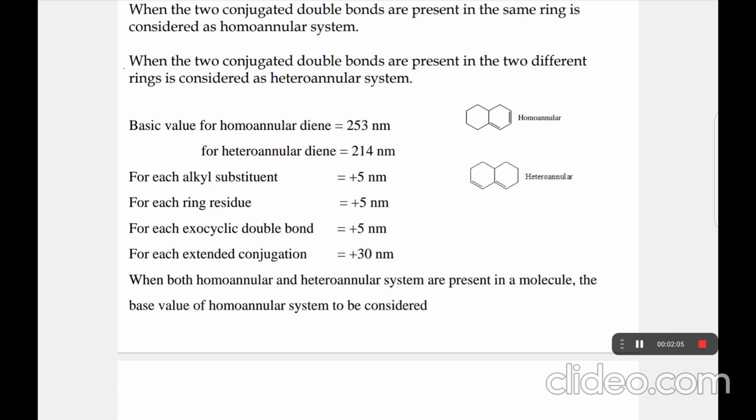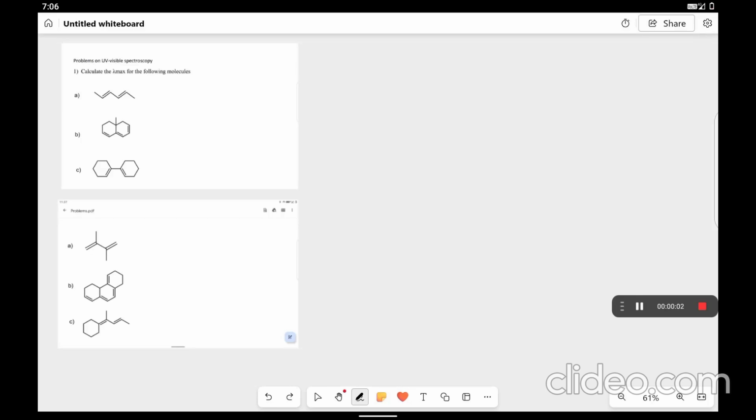In some cases, both homoannular and heteroannular are present in the same compound. In that situation, we have to consider the homoannular because it absorbs at the higher wavelength, that is 253 nanometer. These are all the rules. By using these rules, let us calculate the lambda maximum of some compounds.